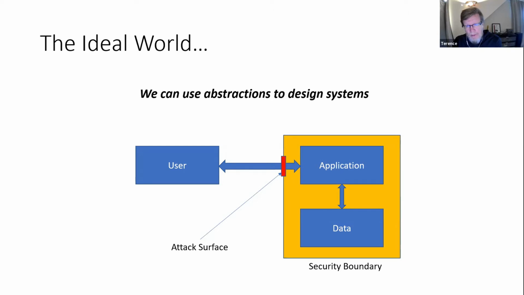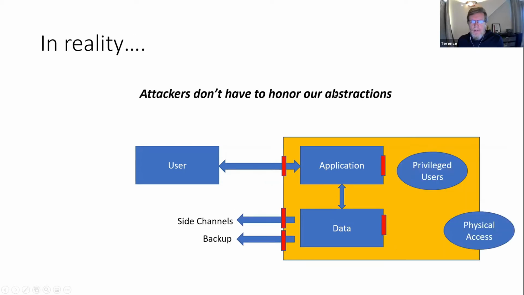And this is a sort of a convenient way to design things, but it really fundamentally doesn't reflect reality, and we'll talk more about what that means. But the basic problem is that the attackers don't have to honor our abstractions. So we can design systems in these kinds of ways, but the attackers are not bound by the boxes that we have drawn around things and the way that we think about things.